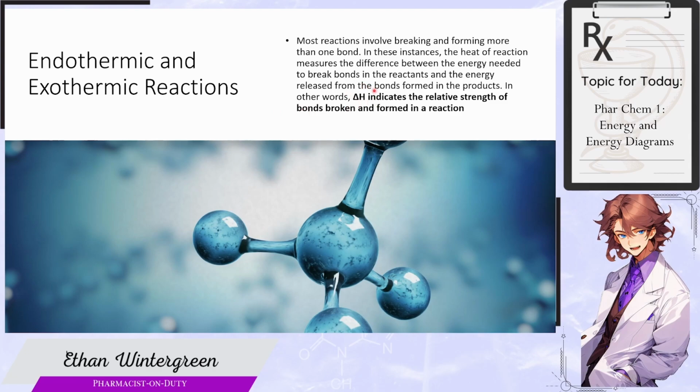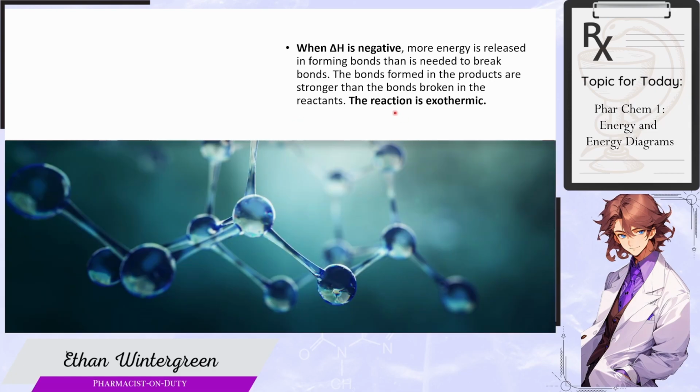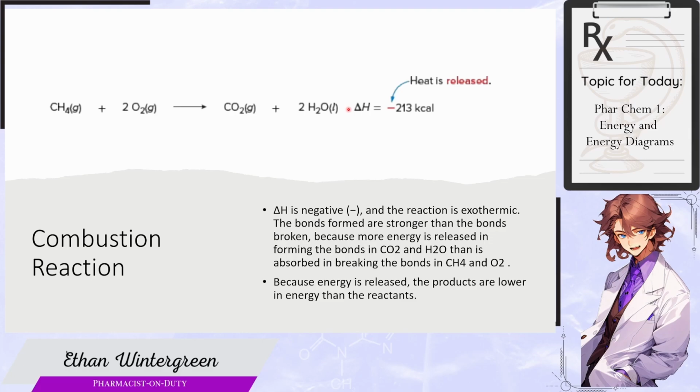So the delta H total indicates the relative strength of the bonds broken and formed in the reaction. When enthalpy is negative, the reaction is exothermic because more energy was released in forming bonds than in breaking bonds. So the bonds formed in the products are stronger than the bonds broken in the reactants, hence the reaction is exothermic. An example of which is combustion.